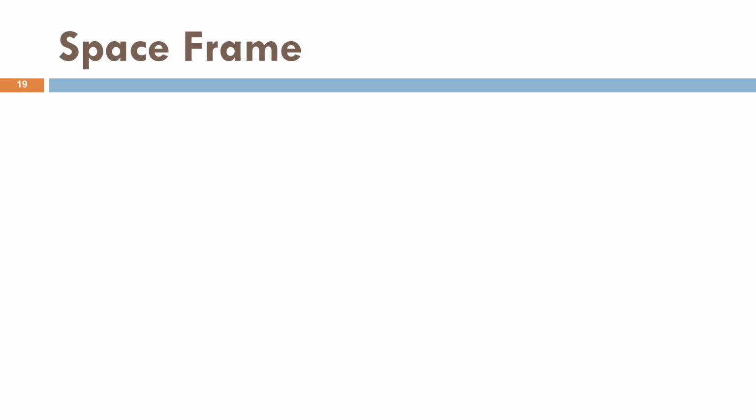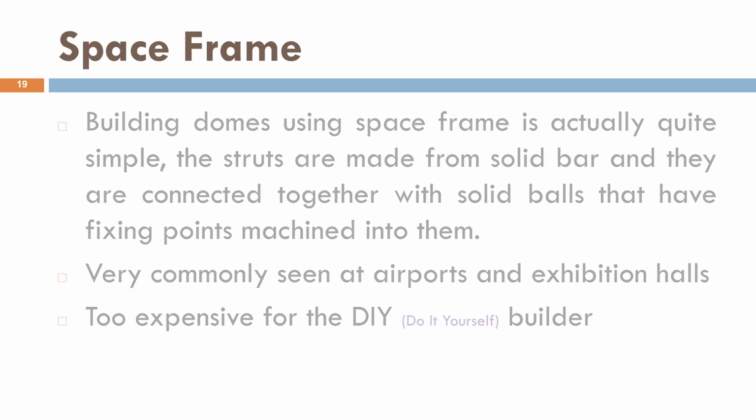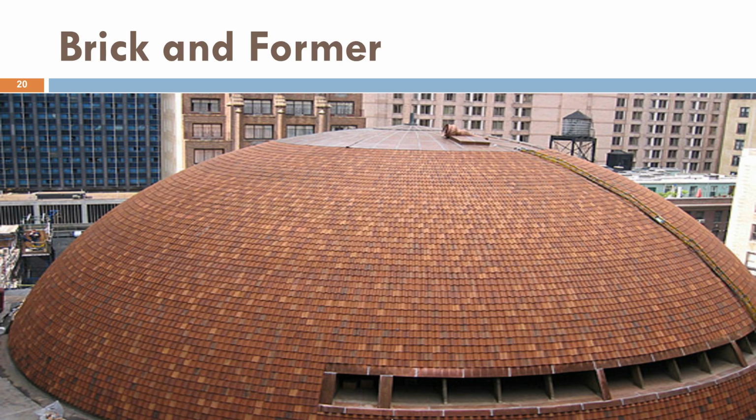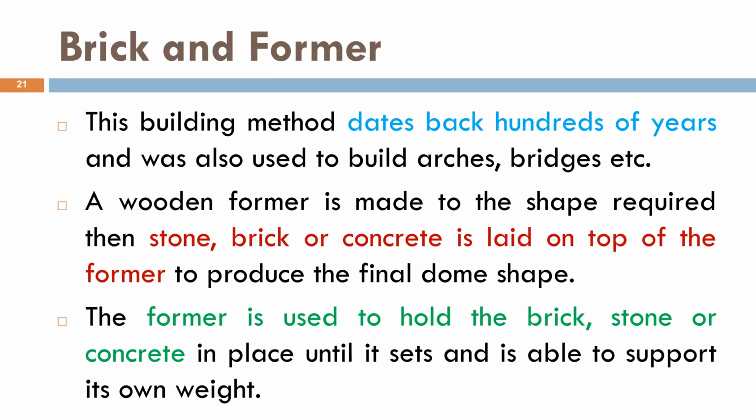Space frame domes are widely used in airports, exhibition halls, sports arenas, and other large public buildings because they can cover large areas without internal columns. Although construction is relatively simple, the system is expensive and generally unsuitable for small do-it-yourself projects. The brick and former technique is a traditional method for constructing domes. The brick and former is one of the oldest methods used for constructing domes.